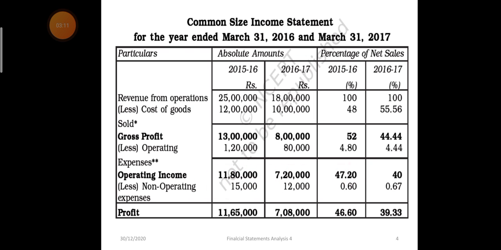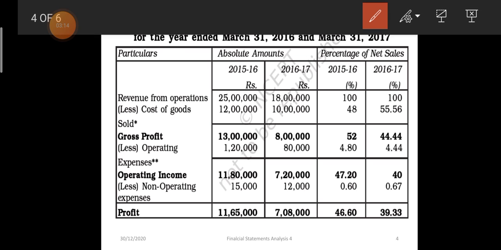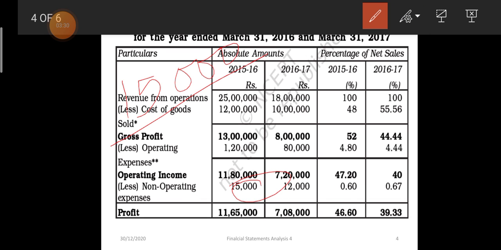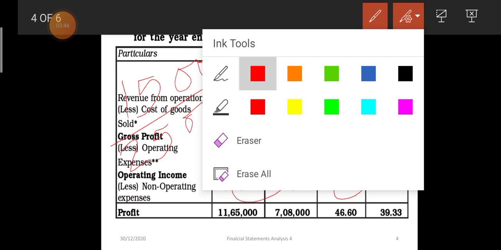Like I will show you for this, 15,000 divided by 25 lakh into 100. We have to convert it into percentage, so into 100, that will be 0.60%.